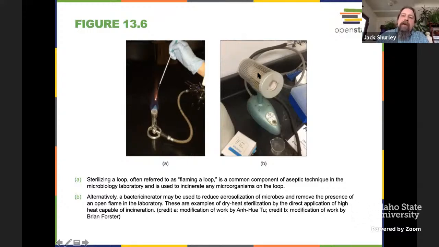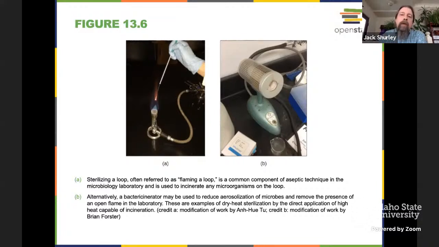Next door to it in figure B is kind of the same idea as this Bunsen burner. This is an incinerator, or a bacteriacinerator, whatever, it's an incinerator. And the idea with this, it's a little more contained, if you will. Inside of here, there's a ceramic core, and there are heating elements. This gets red hot on the inside. Your loop would go in here, and any potential pathogen stays within that. So it helps to prevent aerosolization of those possible pathogens.